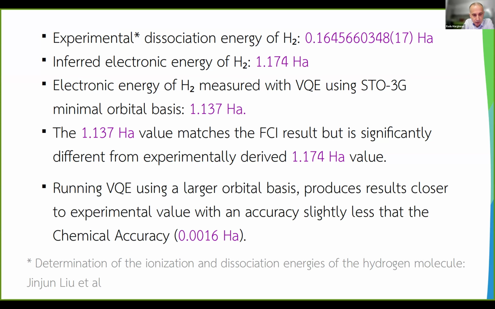Now, of course, you can run VQE using a larger orbital basis. And when you do that, you get values which get even closer to the actual result, with an accuracy which is comparable with the chemical accuracy. So chemical accuracy is basically the gold standard for quantum chemistry. If you have a result which is precise within chemical accuracy, then in general, you can say you have a very good result and a useful one.